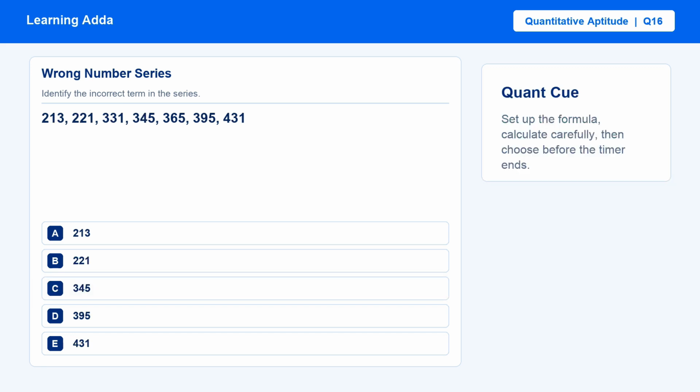Question 16. 213, 221, 331, 345, 365, 395, 431. Option A, 213. Option B, 221. Option C, 345. Option D, 395. Option E, 431. The timer starts now.